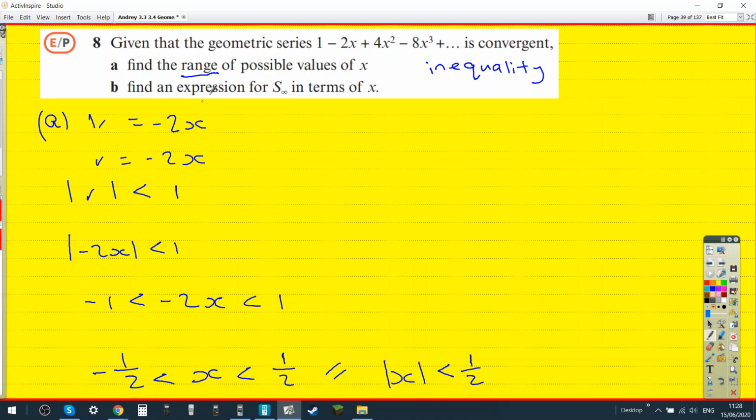Yeah, so it's convergent. So the magnitude of r has to be less than 1. R is minus 2x, and so the magnitude of minus 2x is less than 1. And then you just say the magnitude of x is less than a half. B.